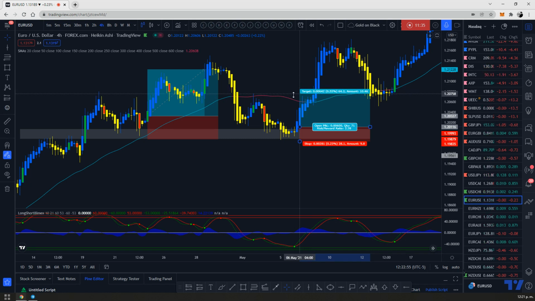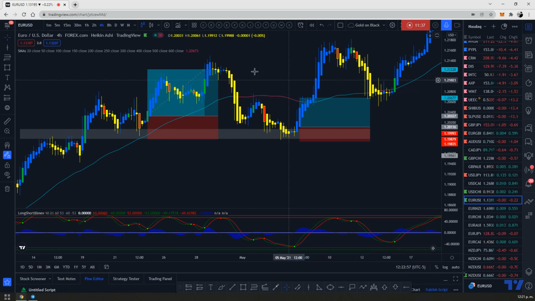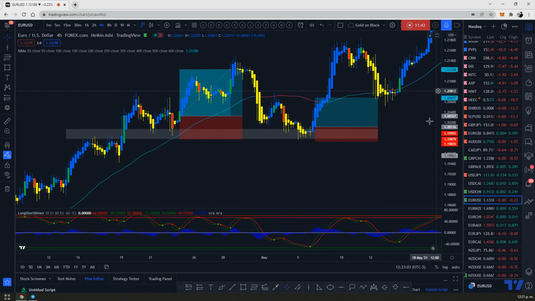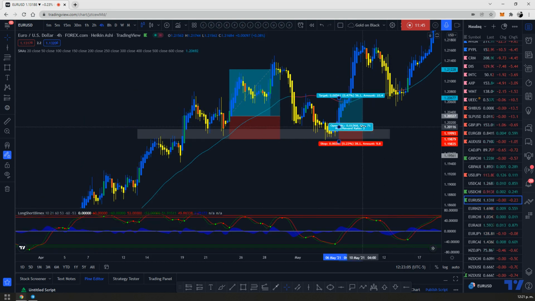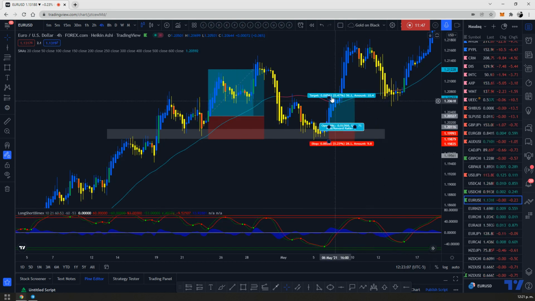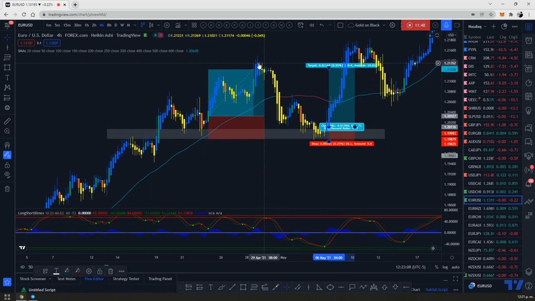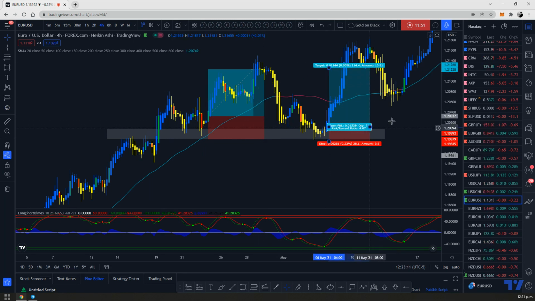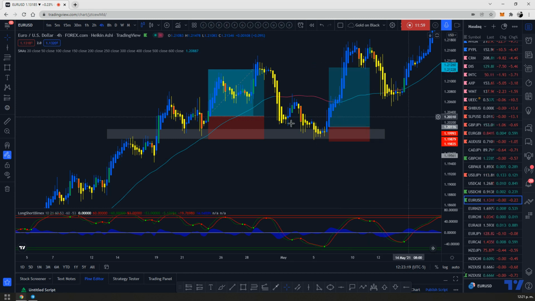Okay, at this point you can do whatever you want. If you wanna aim it all the way to the top, no problem. As long as you're doing at least 1 to 2 risk to reward, that is fine. And of course, let's say you are aiming for previous highs right there, once the market reaches halfway to your TP, secure profits, move stop loss to break even, and let it run, right?